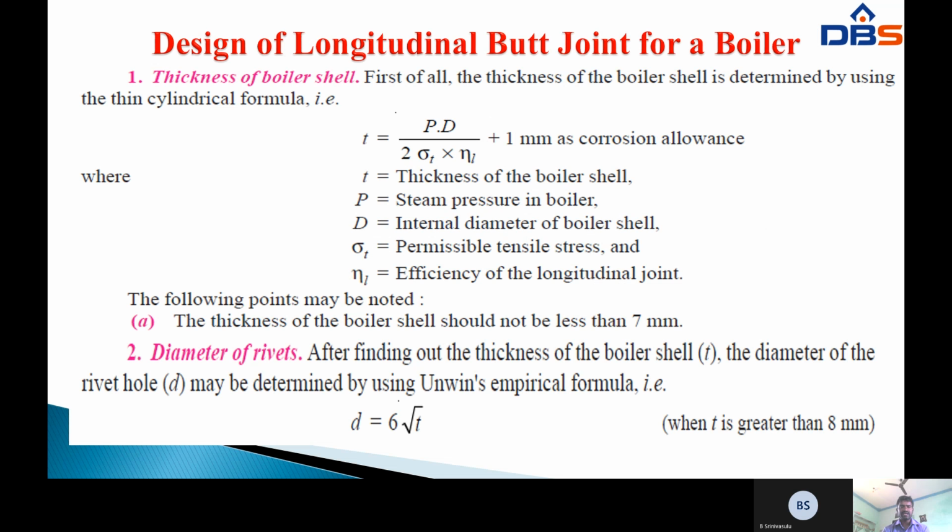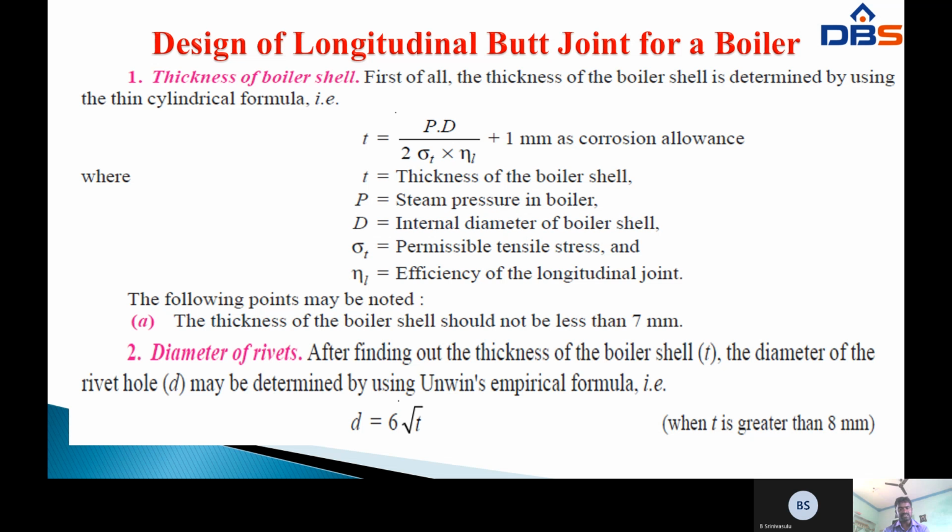Next, design of a longitudinal butt joint for a boiler. First, the thickness of the boiler shell. First of all, the thickness of the boiler shell is determined using the thin cylinder formula: t equals PD by 2 into sigma_t into efficiency, plus 1 mm. The plus 1 mm is the corrosion allowance.